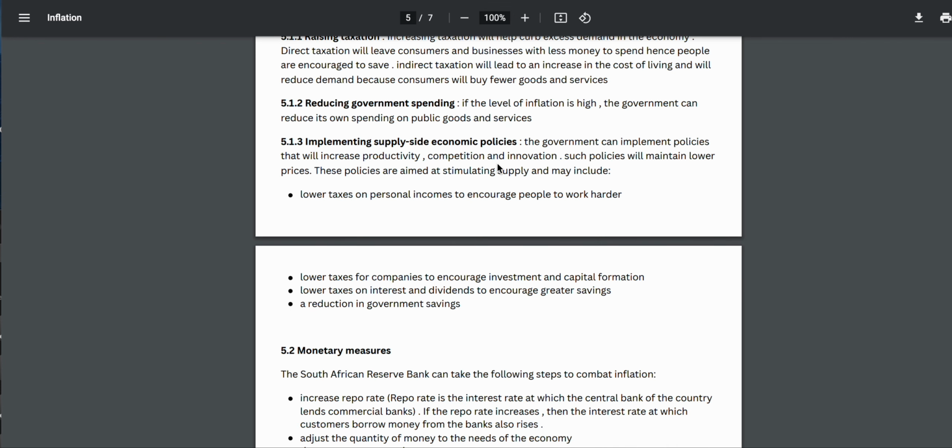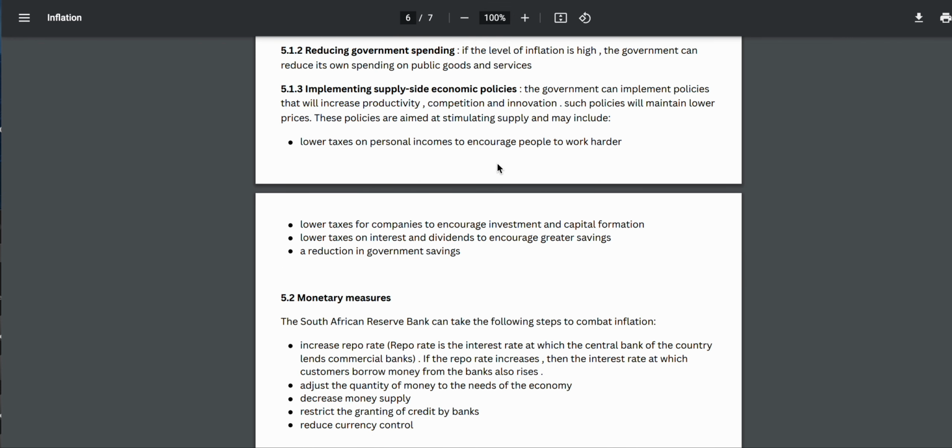Now, let us go on to the next tool. There can also be a reduction in government spending. If the level of inflation is high, the government can reduce its spending on public goods and services. We also have implementation of supply side economic policies. The government can implement policies that increase productivity, competition, and innovation. But how does it do this? To start with, it can lower taxes on personal income so as to encourage people to work harder.